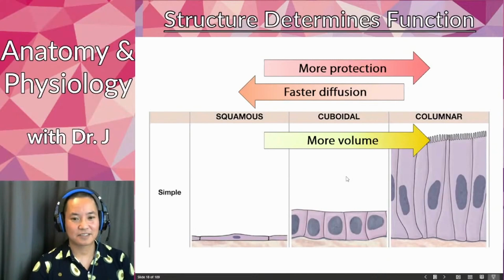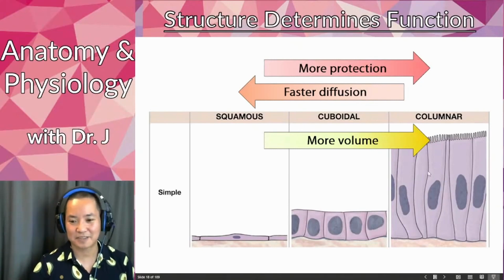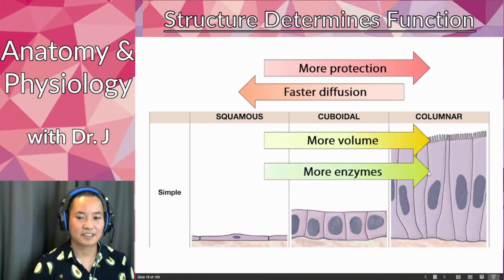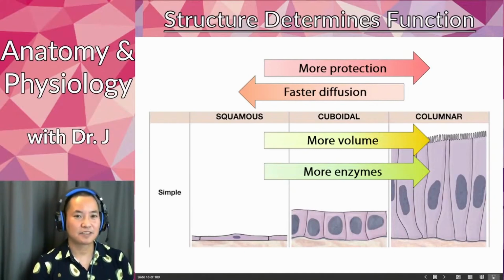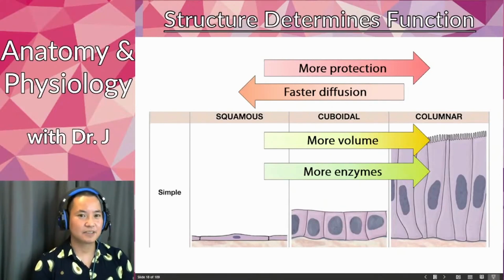But with that, you also have more volume in the columnar cells because they're taller, they have more space, and you have more enzymes. So this is why a lot of cells and tissues that are responsible for producing things and secreting them towards some sort of surface on the inside or outside of your body tend to be columnar, because they have a lot of working space for enzymes and organelles.